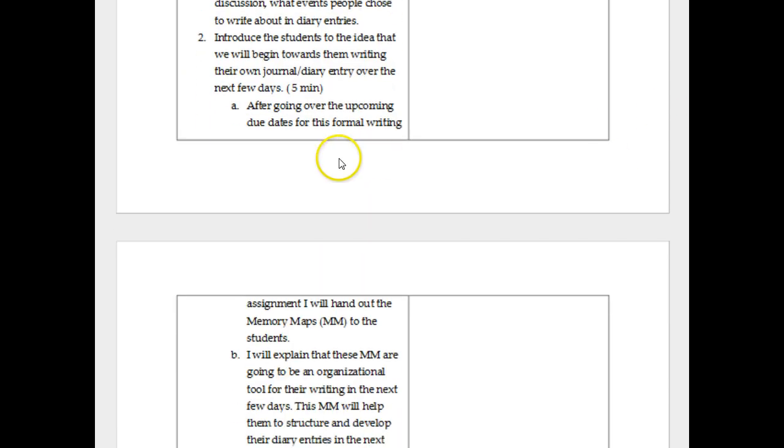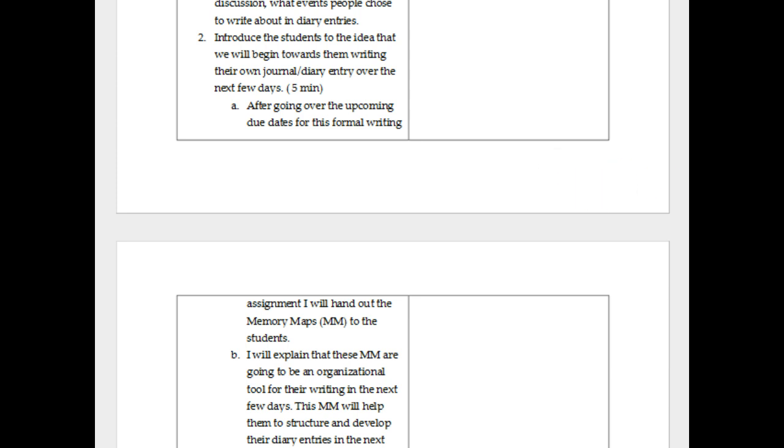So introduce the students to the idea that we will begin working towards them writing their own journal or diary entry over the next few days. Again, script this out. Don't say that you will introduce the students. Actually, introduce the students. Give me the words that you're going to say. Anticipate their responses. Think about an 8th grade girl who says, oh, good, I don't need to listen or do anything because I keep a diary every day and, I'm sure it's full of mushy, barfy stuff, right?